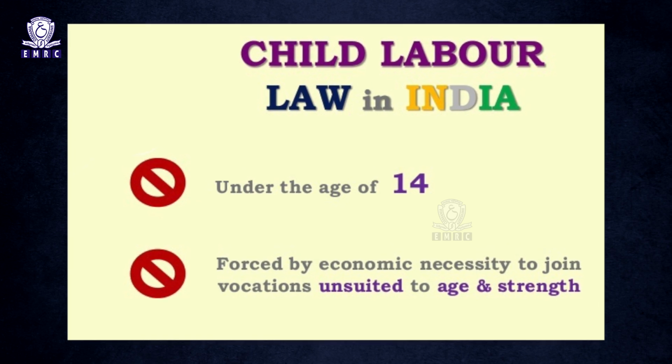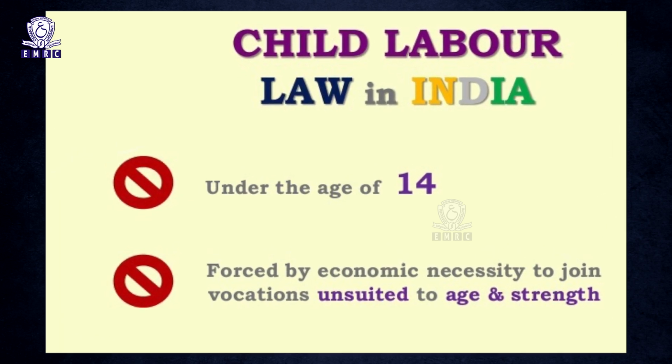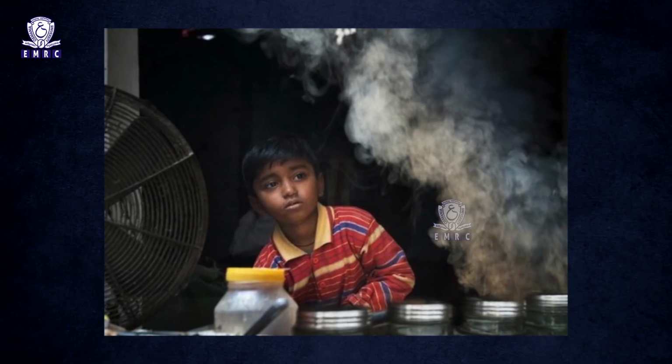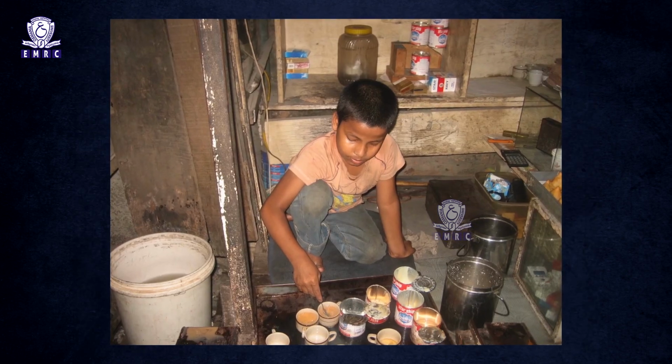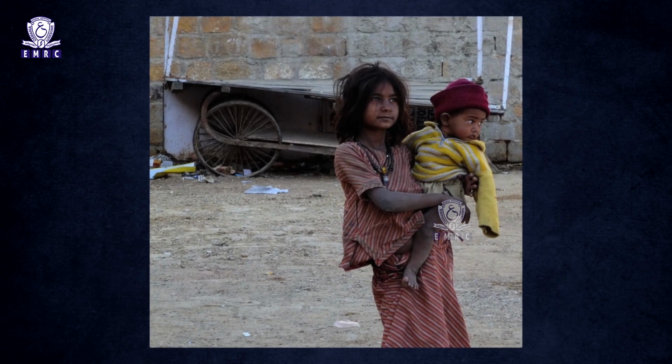This policy seeks to adopt a gradual and sequential approach with a focus on rehabilitation of children working in hazardous occupations. It envisioned strict enforcement of Indian laws on child labour combined with development programs to address the root causes of child labour, such as poverty.